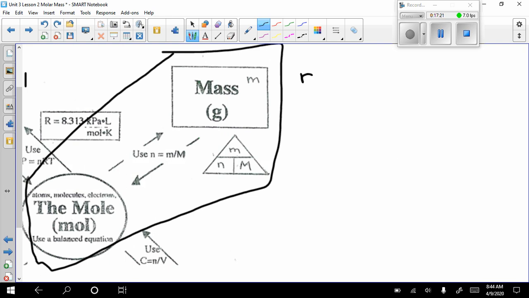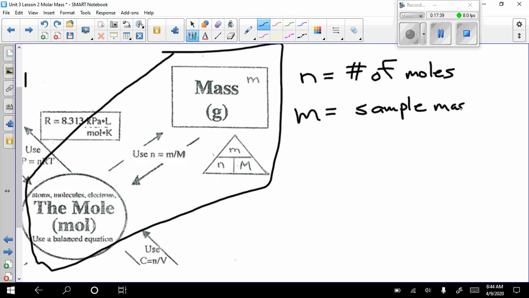So again, we know that little n is the number of moles of a substance. We know little m. We're now going to define that as what we call the sample mass of the substance. And then this capital M is the molar mass. So that's what I just calculated there, was 164.1 for calcium nitrate, or it could be 12.01 for carbon. But those are the three variables that we're going to use in this lesson.